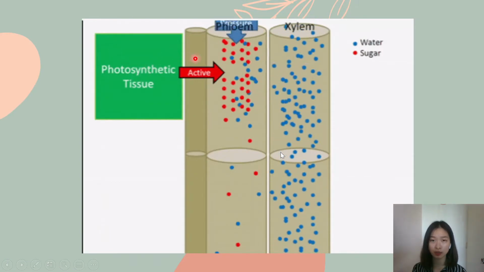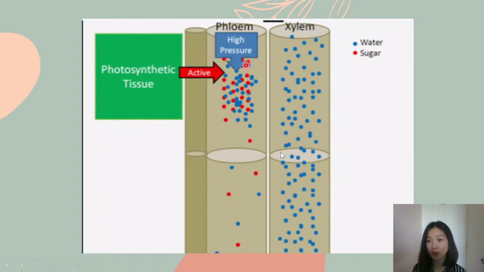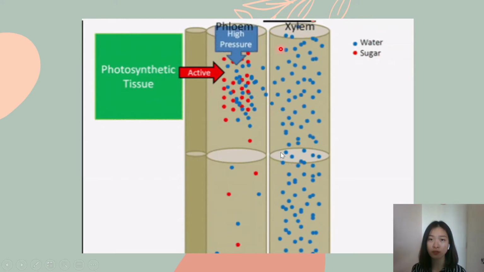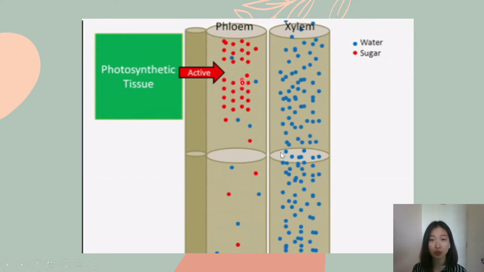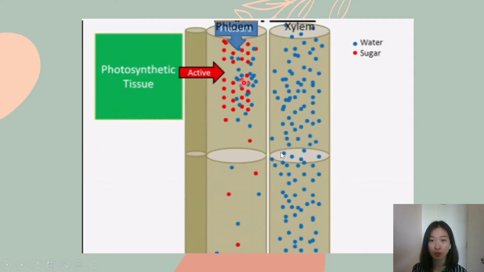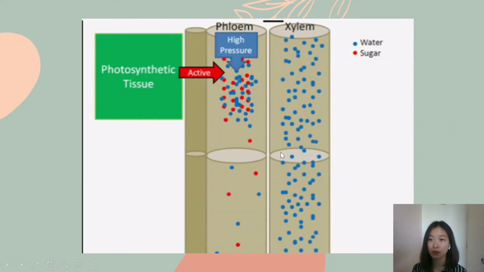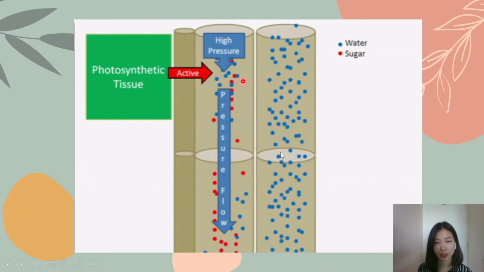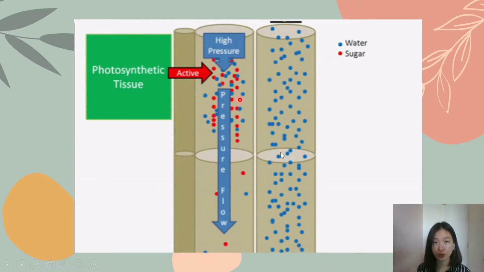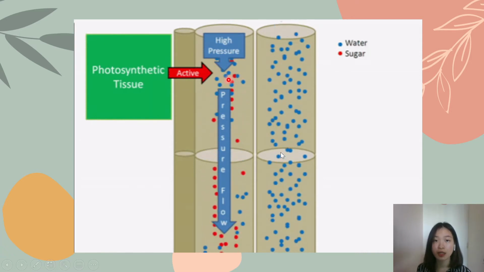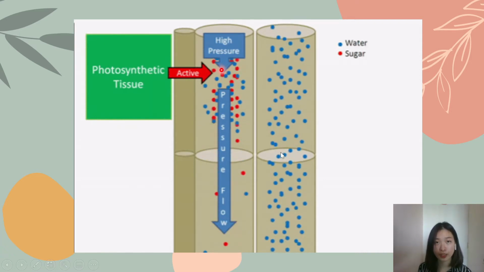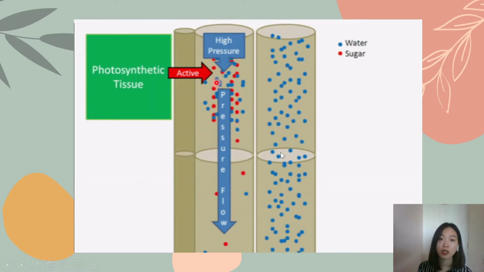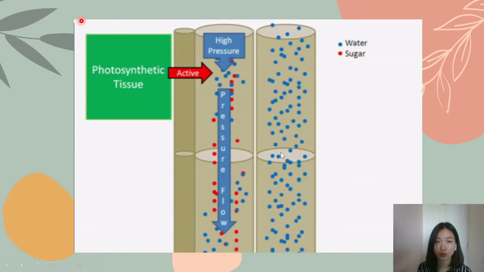Alright, so the diffusion of sucrose into the phloem causes the phloem to be more hypertonic. So the water from the xylem will diffuse into the phloem by osmosis. And because of that, it has created a high pressure around the sugar source area. As a result, fluid in the phloem drifts away from the sugar source to a lower pressure at the sink, such as the roots.